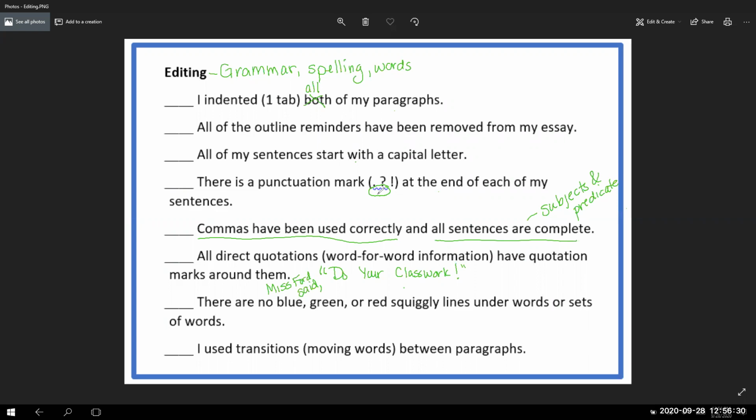Last one, I use transition words, moving words between paragraphs. Okay, so at the beginning of each paragraph, you want to have a transitional word or phrase to be able to let your reader know that you're moving from one thing to the next. This could be as simple as first, then, finally, or it could be something more like instead of, unlike, or even though.